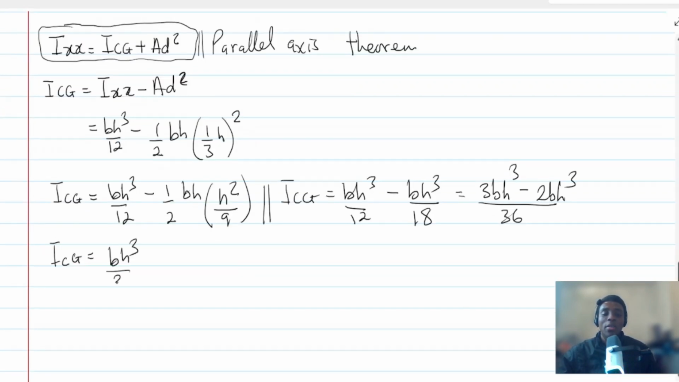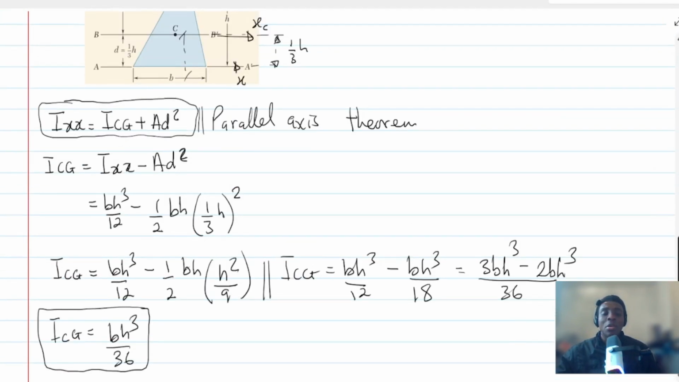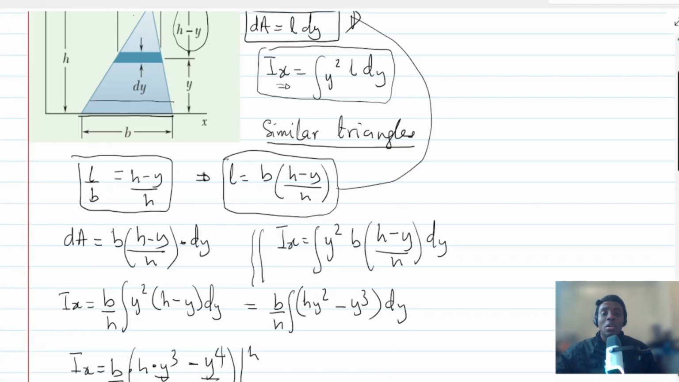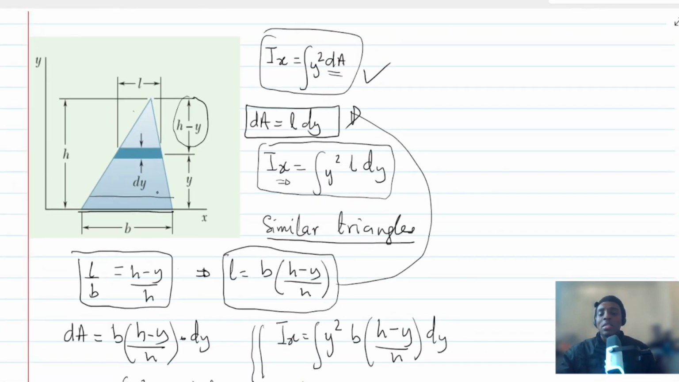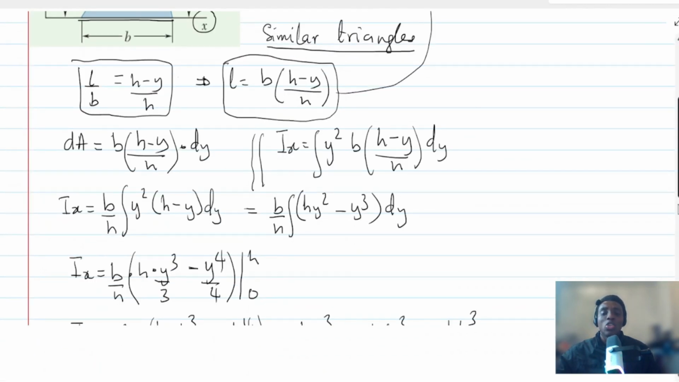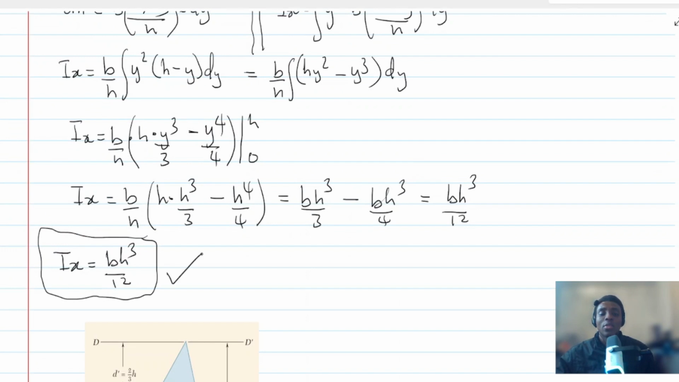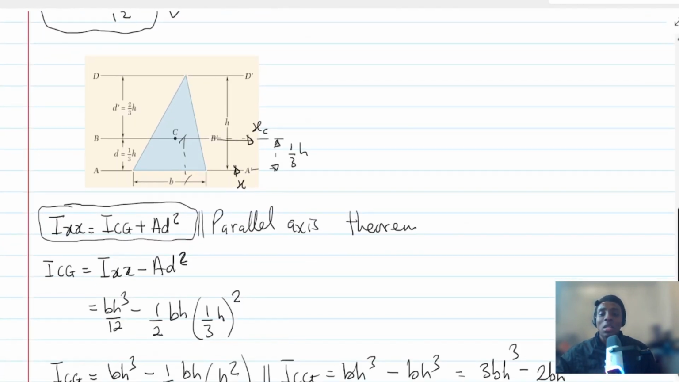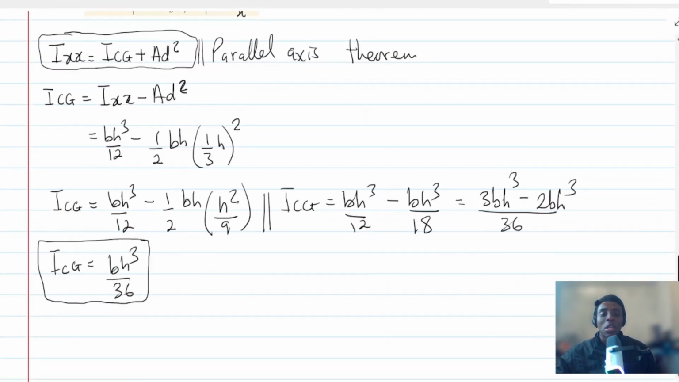bh cubed over 36. And what this actually means in practice is that whenever you have a triangular area, the area moment of inertia about the x-axis will be bh cubed over 12, this one. However, about the centroidal axis it is actually given by bh cubed over 36.